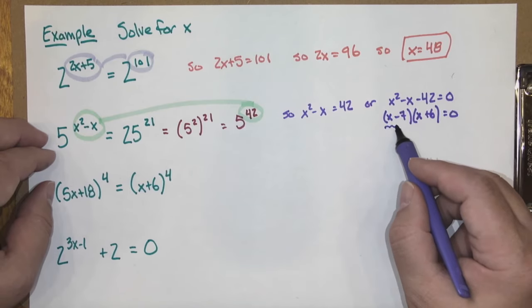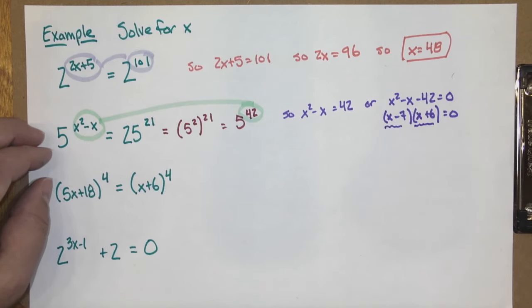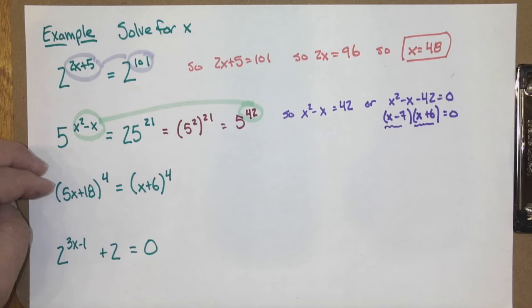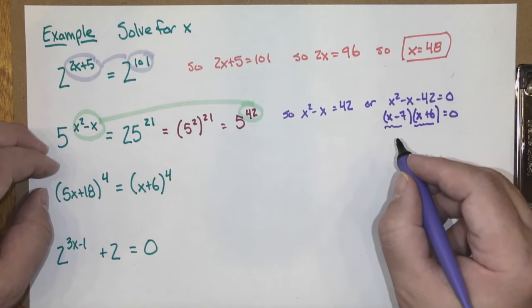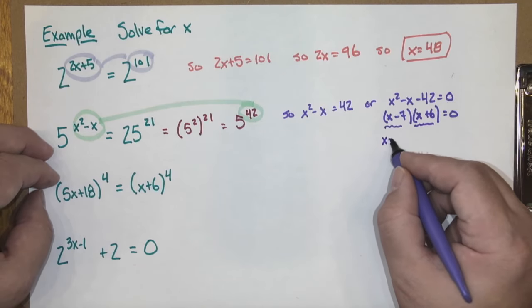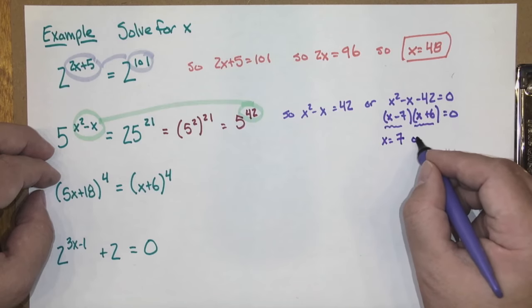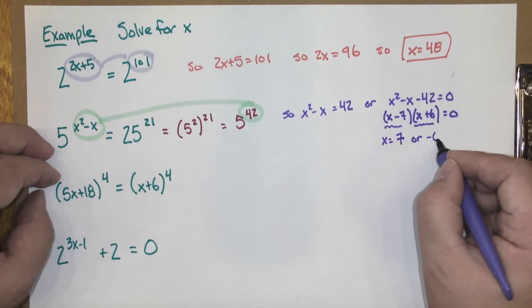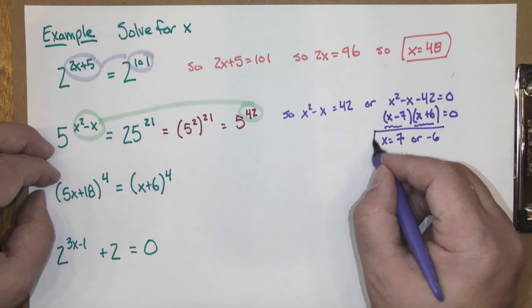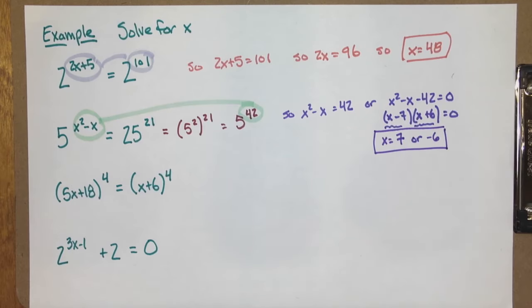We can now say, hey, I have two small problems. x minus 7, when is that 0? 7. x plus 6, when does that equal 0? Negative 6. And that gives us our answer: 7 or negative 6. So now this was one where we had two possibilities.